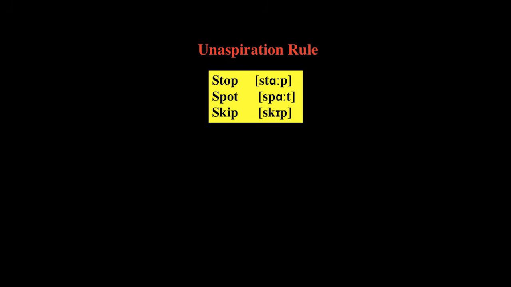If aspiration is about the addition of a puff of air on the primary articulation of voiceless stops, unaspiration is about the opposite. It's exactly about the absence of that puff of air that is added on the pronunciation of voiceless stops. If you take the examples in front of you again, three words: stop, spot, and skip. In the phonological transcription of the voiceless stops in these three words, there is an absence of the puff of air. There is an absence of the superscript h sound.